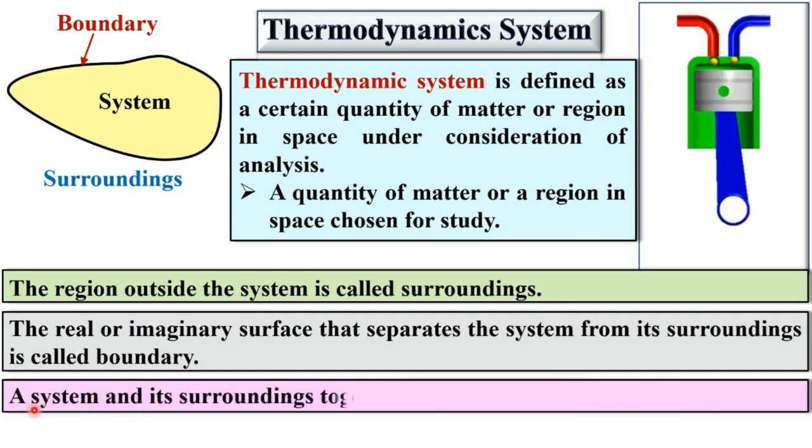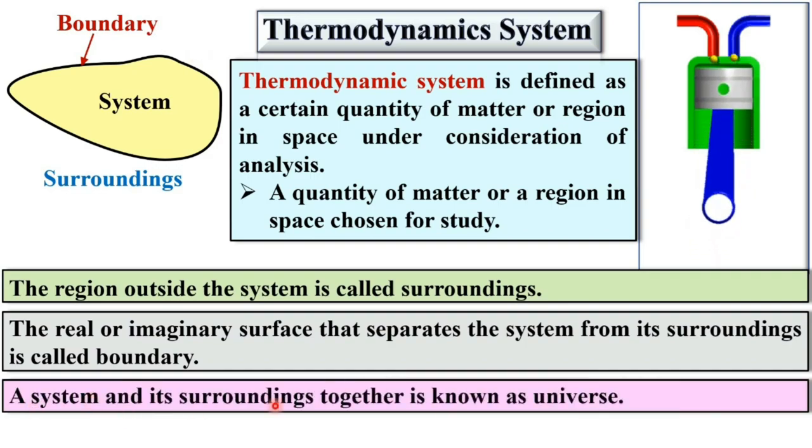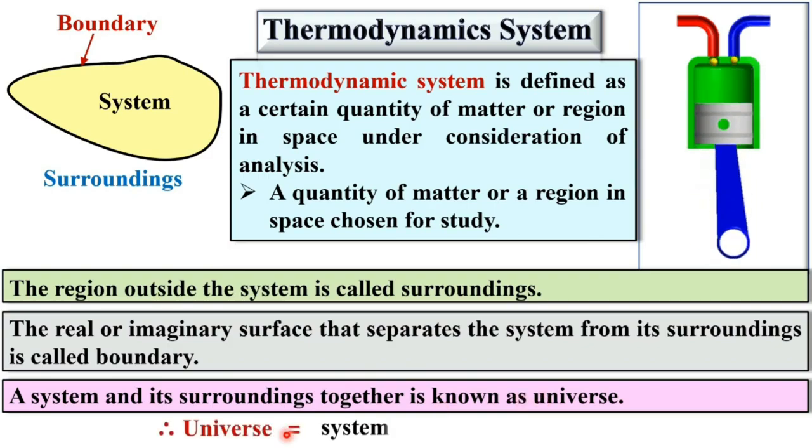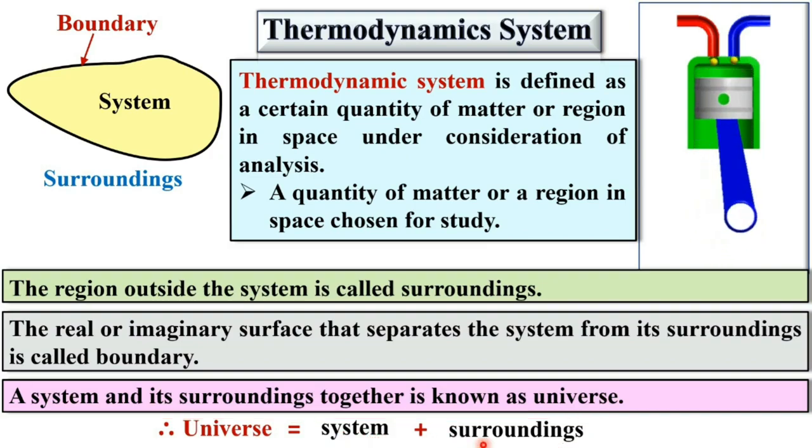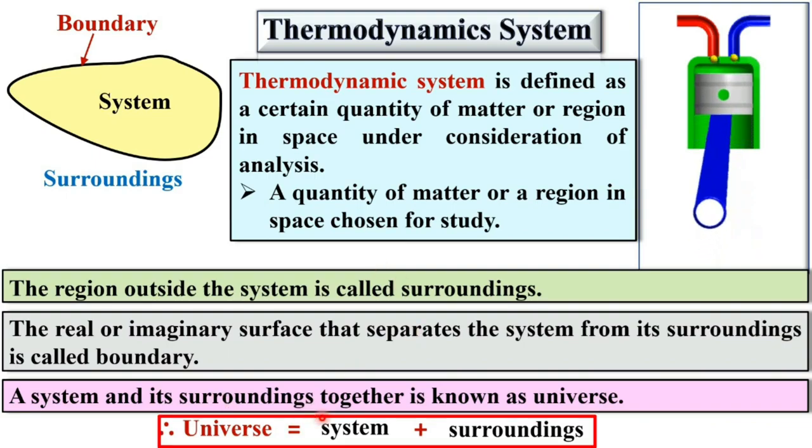Next, a system and its surroundings. Look at this figure, the system and its surroundings together are known as the universe. So mathematically you can say universe is equal to system plus surroundings. So the whole together is considered as the universe.